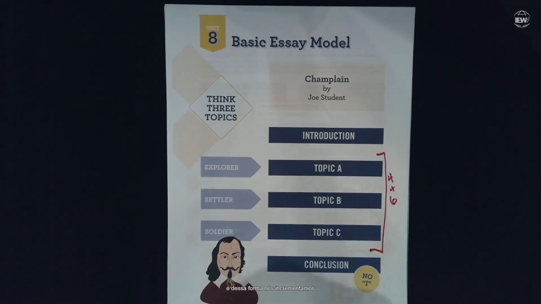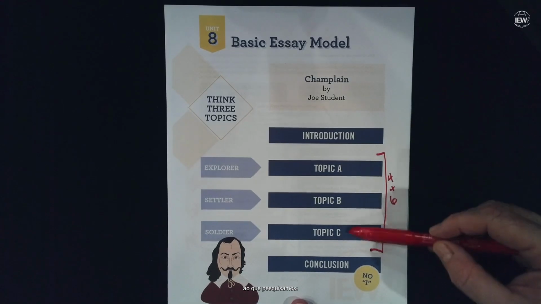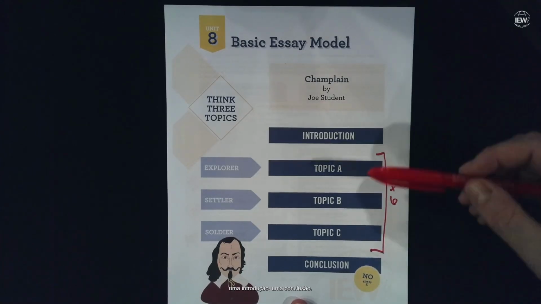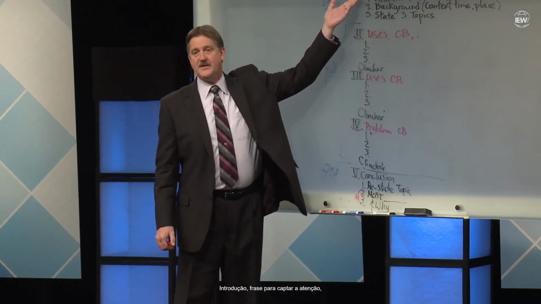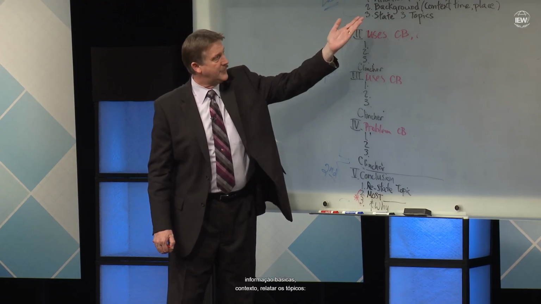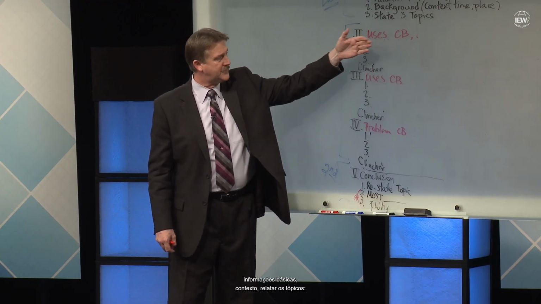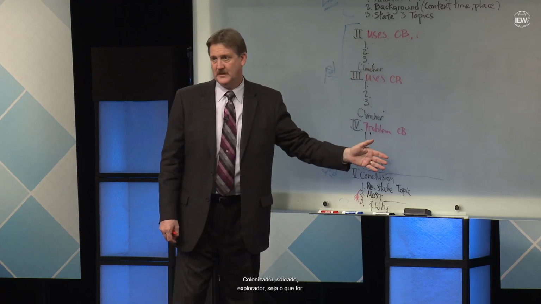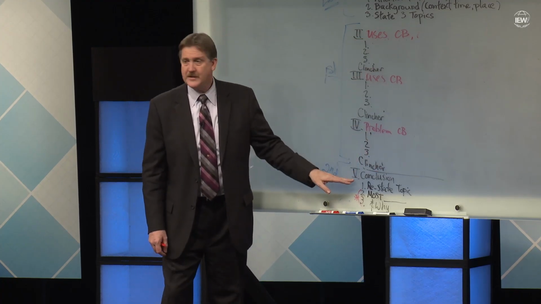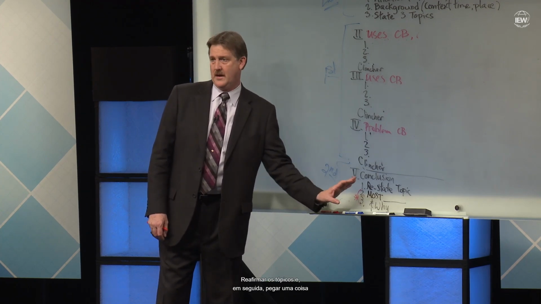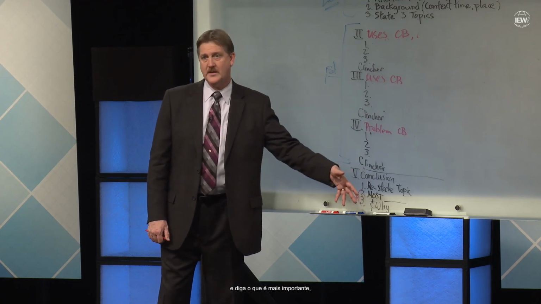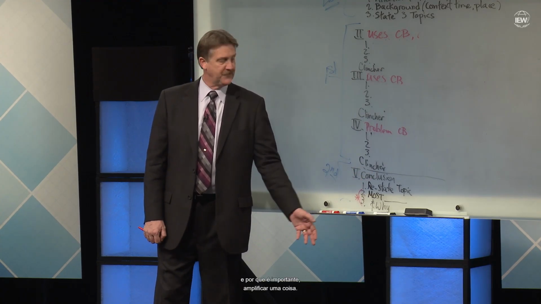And that way we add on to what we've researched an introduction, a conclusion. Now we did this already in the Unit 7, and everything's pretty much the same. Introduction: attention-getting device, background information, context, state the topics, settler, soldier, explorer, whatever. Conclusion, pretty much the same. Restate the topics, and then take one thing and tell what is most important and why is it important.